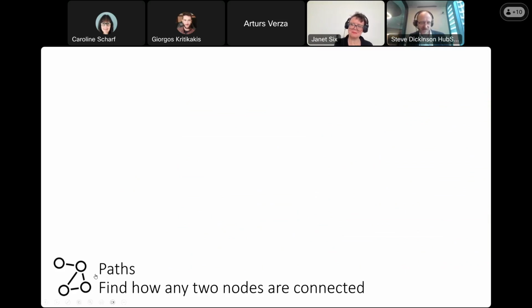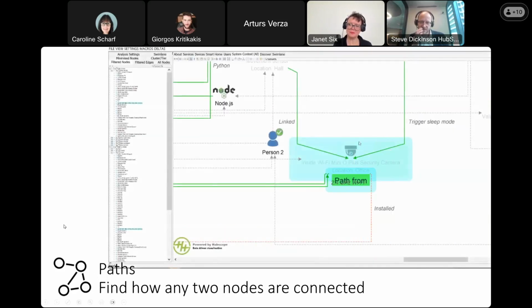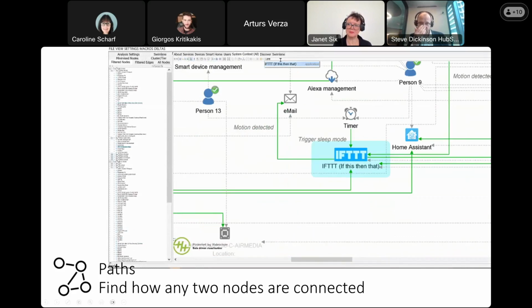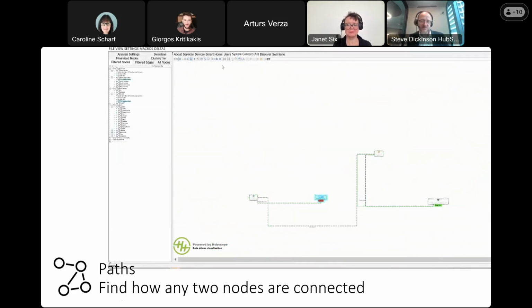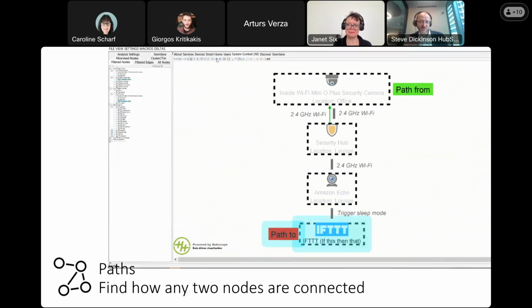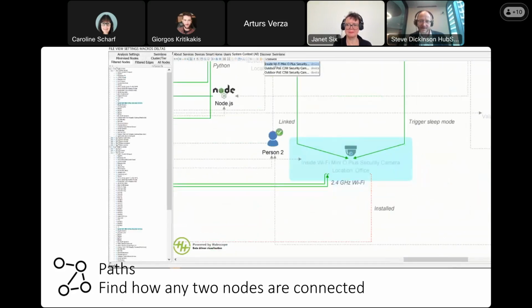Paths is a standard feature. So this is basically picking 2 nodes and seeing how they're related. And you can find a path in a number of ways. So the shortest path, a path based on an attribute. So maybe find me all the secure connections between these 2 things. And then by finding the paths, you can redraw the layout and, yeah, again, have a conversation around that.